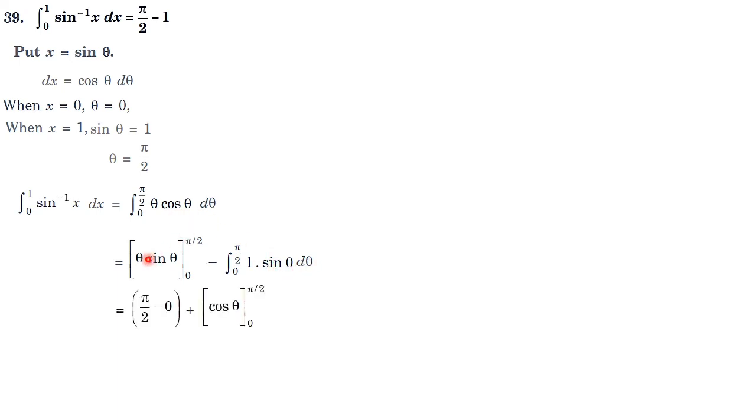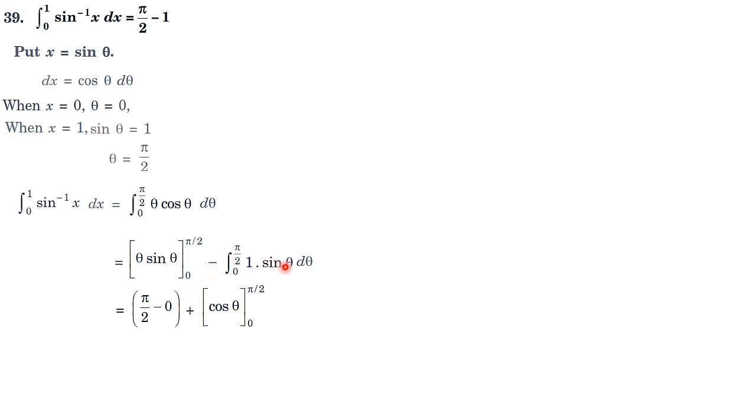Then when we apply the limit, theta is replaced with pi by 2, so pi by 2 into sin pi by 2. Sin pi by 2 is 1, so pi by 2 into 1 is pi by 2. Minus 0 into any quantity is 0. Then the integral from 0 to pi by 2 of 1 into sin theta d theta means the integral of sin theta, which is minus cos theta. Here there is a minus, and outside there is one more minus, so minus into minus is plus.